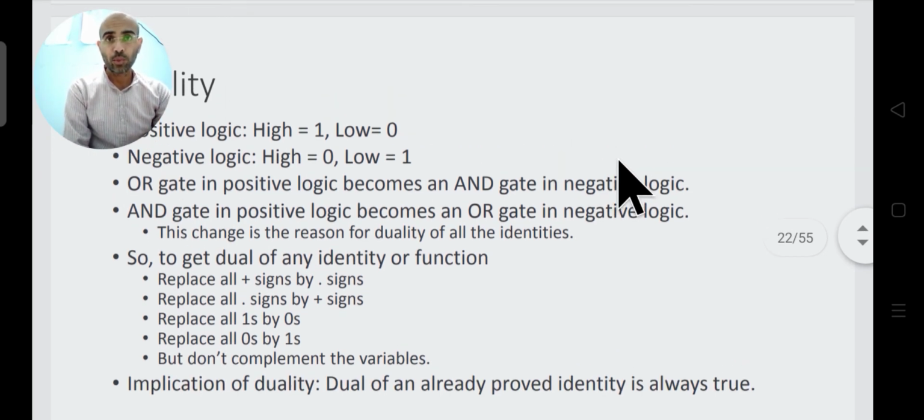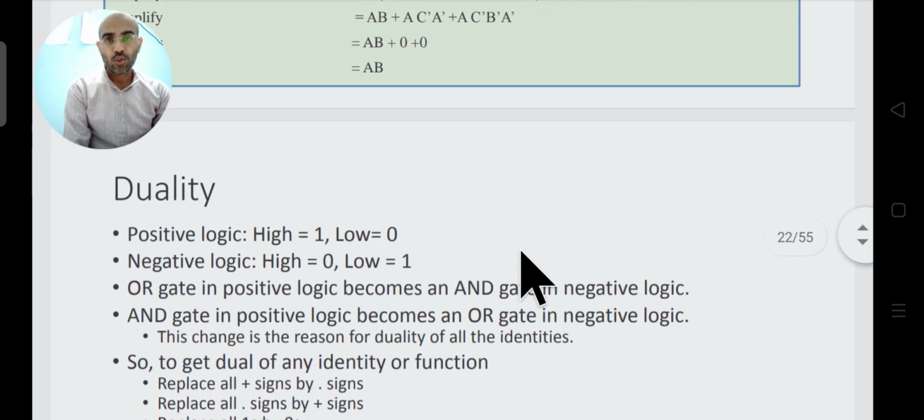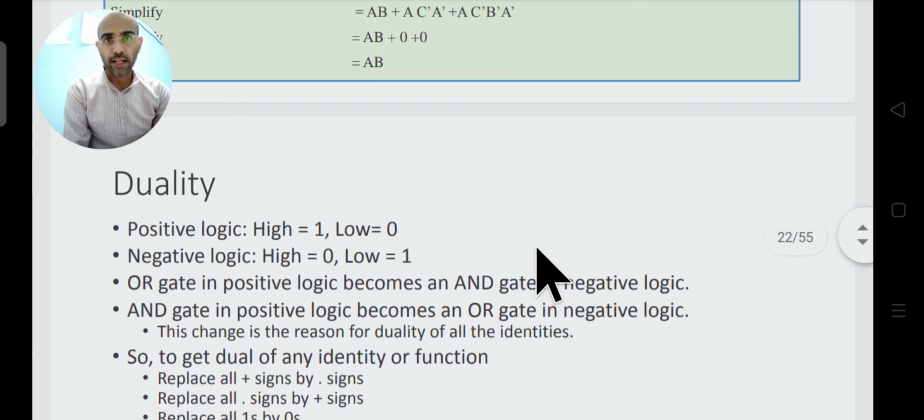Then there is one more important thing, and that important thing is duality. Complement is something different and dual is something different in Boolean algebra. If in a certain problem you have been asked to find the complement, then find the complement. But if you want to find the dual of something, that is also possible.